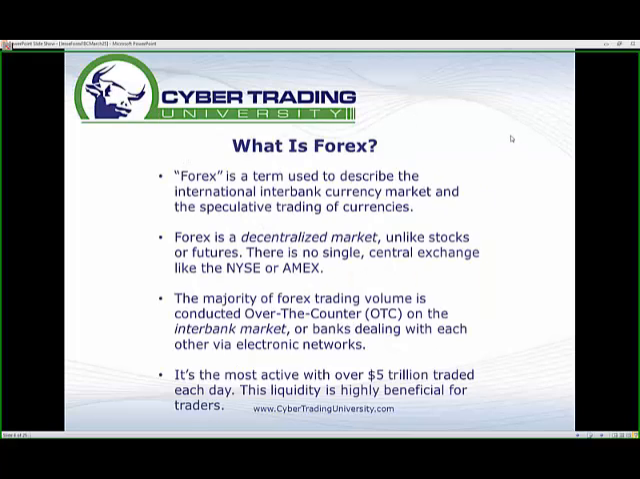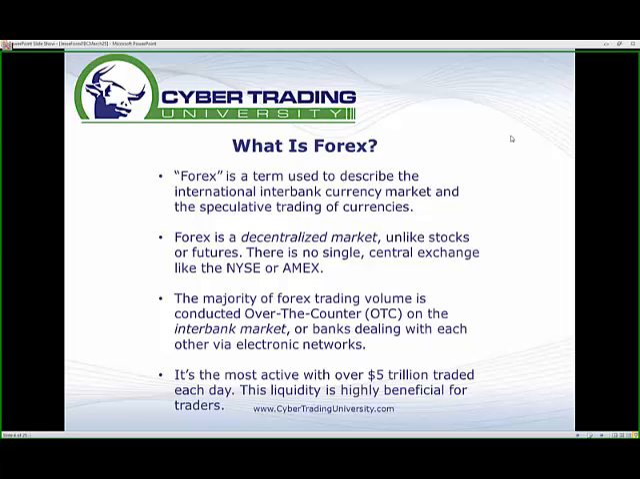So I just want to give a brief background on Forex for those of you who are not familiar with it. Forex is just a term that's used to describe the international interbank currency market and also the speculative trading of these currencies. It's not a word that most people off the street are familiar with, yet it is one of the most important markets to be aware of, and it actually dwarfs the trading volume of other markets that most people are more familiar with, ironically.